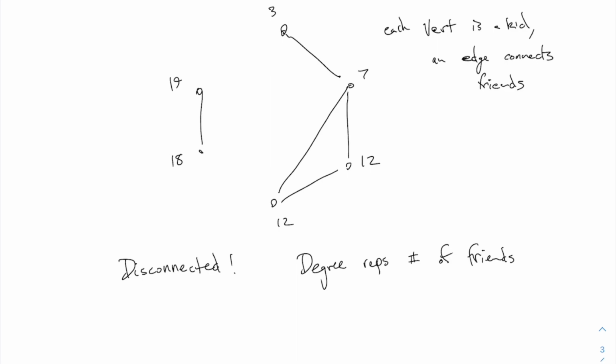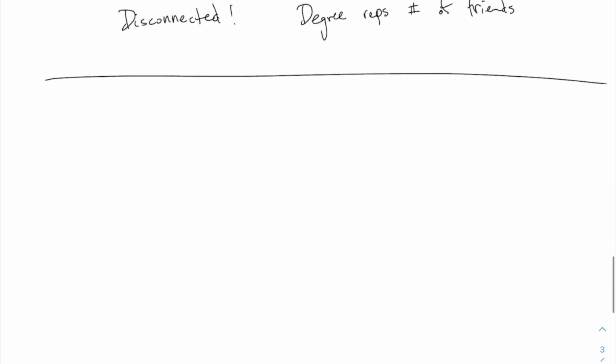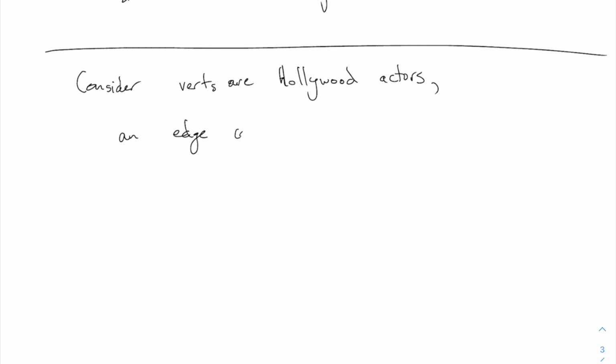I got a few more simple examples. How about, here's another one. Imagine a graph. This one is impossible to draw, at least on my screen. It's way too big. But let's consider the vertices are big-time Hollywood actors. Hollywood should be capitalized, I guess. All right. And then let's put an edge between 2 of them. An edge connects 2 who were in a movie together.